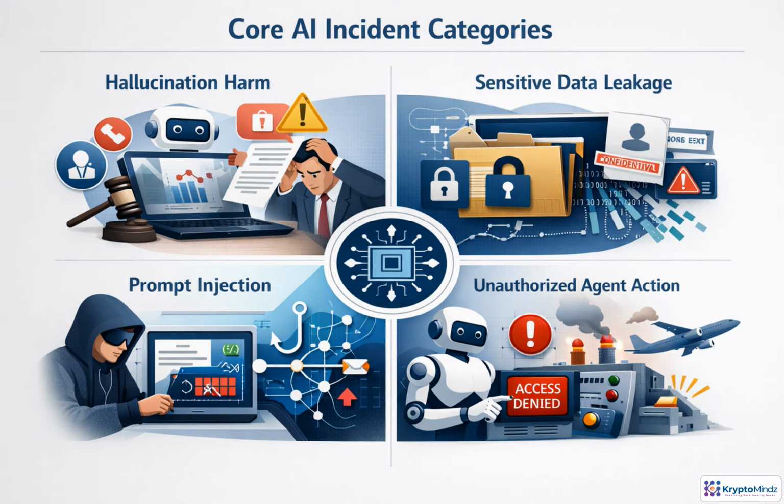Because AI failures take different forms, categories matter. Hallucination harm occurs when false output creates real business, legal, medical, financial, or safety impact. Sensitive data leakage means confidential or regulated information is exposed. Prompt injection is an attacker steering the model, retrieval, tools, or workflow through malicious instructions. Unauthorized agent action happens when an AI system acts beyond approved authority. These categories help teams route ownership, investigate root causes, and understand compliance obligations quickly.